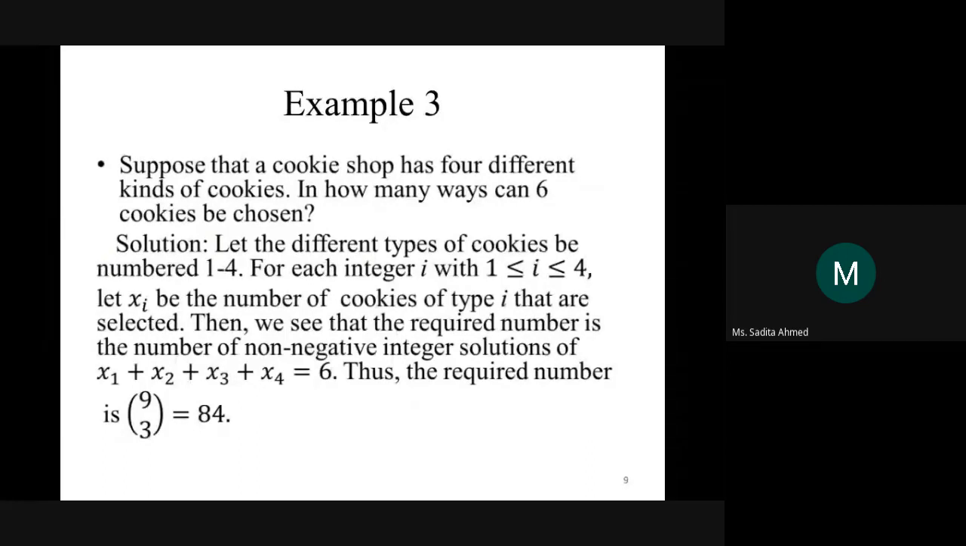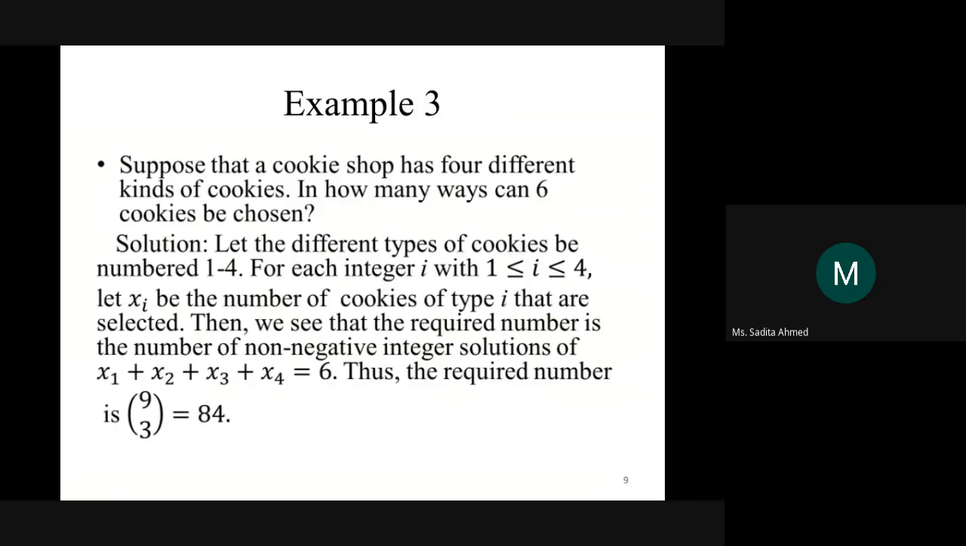Aren't you basically counting all possible ways to choose 6 cookies from these 4 different cookies where repetitions are allowed? If you, let's say, choose 3 cookies of the first type, what does that mean? Basically, it means that you've repeated the first cookie thrice, right?